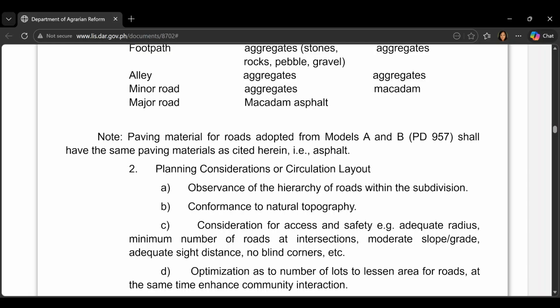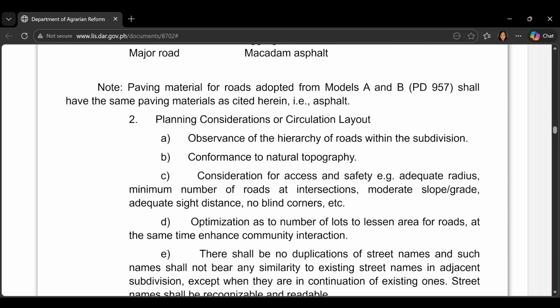Note: paving material for roads adopted from Model A and B, PD 957, shall have the same paving material as cited herein, asphalt. 2. Planning considerations or circulation layout. A. Observance of the hierarchy of roads within the subdivision. B. Conformance to natural topography. C. Consideration for access and safety, e.g. adequate radius, minimum number of roads at intersections, moderate slope grade, adequate sight distance, no blind corners, etc.